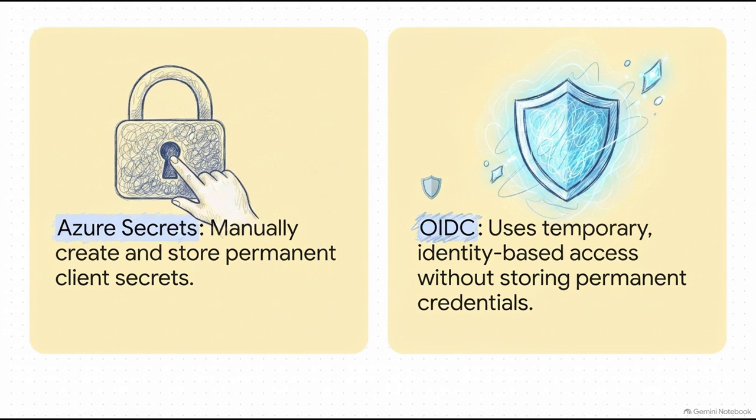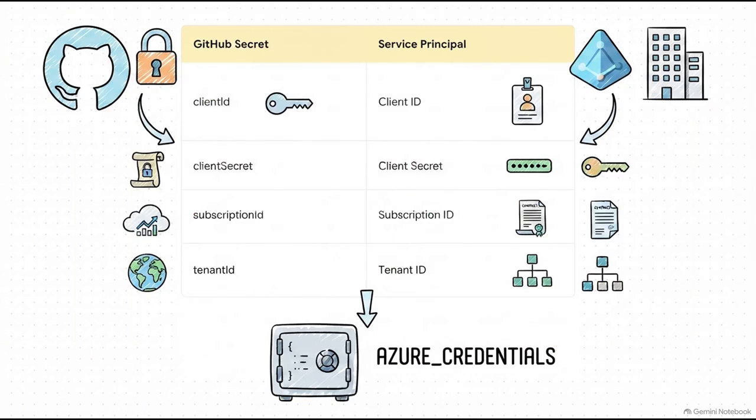I like to think of it this way. Using secrets is kind of like handing someone a physical master key to your house, whereas OIDC, that's more like giving them a digital hotel key card that just instantly expires the second they check out. But hey, if you do decide to go the traditional secret route, there are 4 specific values you'll need to grab from your Microsoft Entra Service Principal.